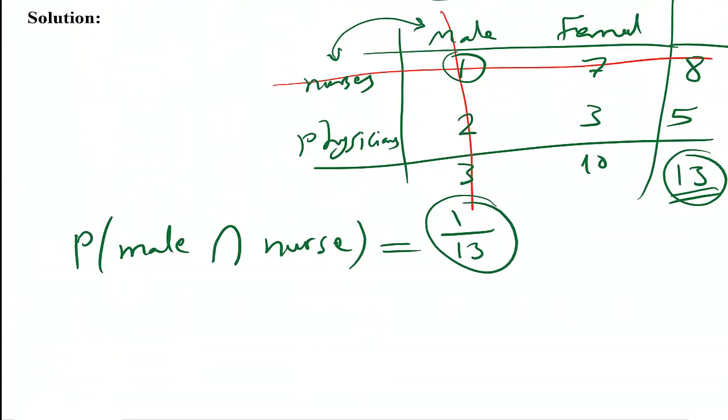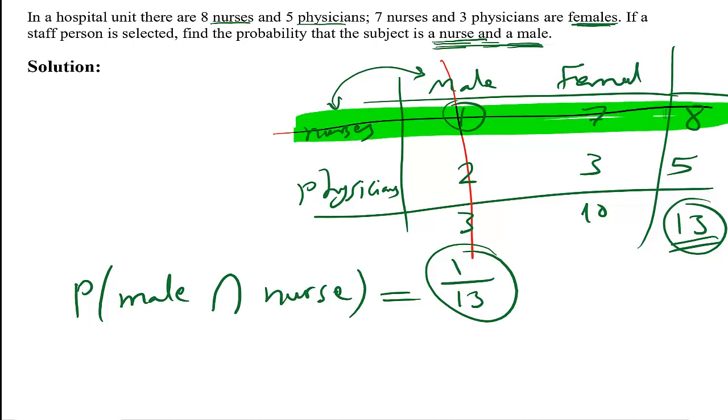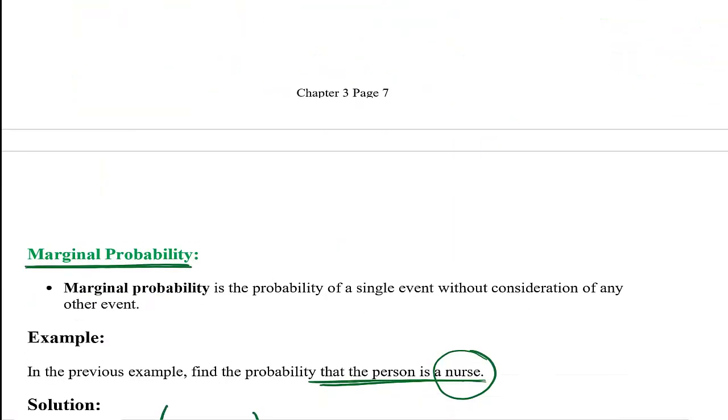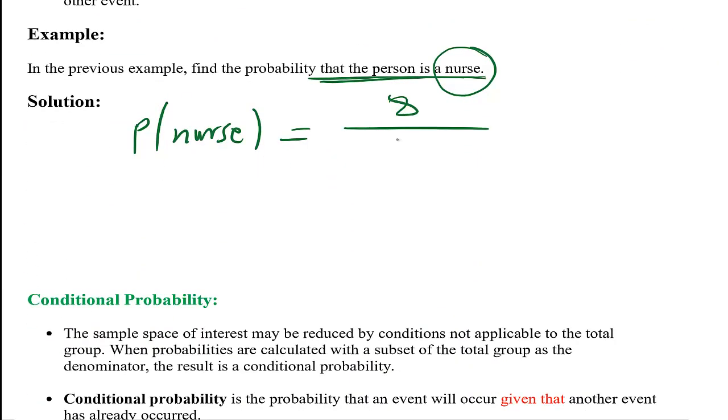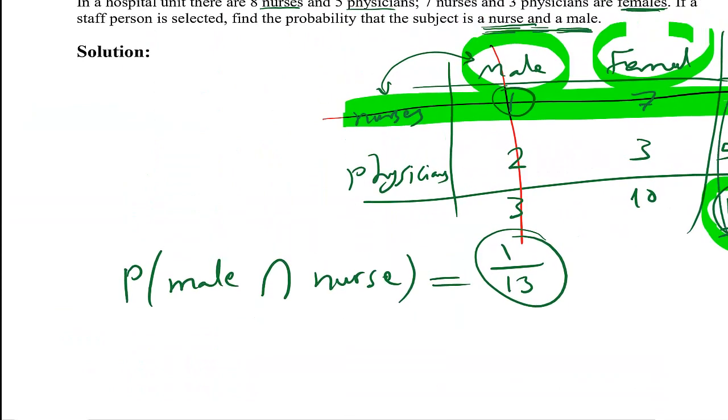The number of nurse people, if you look at this table, we have 8, irrespective of the gender, male or female. We don't look at this characteristic. We have only the total number of nurses, which is 8, divided by the total number of all people, which is 13. So the answer will be 8 divided by 13. We call this marginal probability because, in fact, in order to find this, we look at the marginal, which is 8 divided by 13.